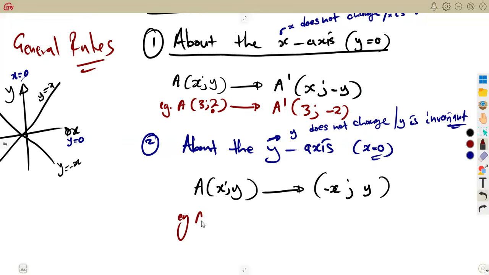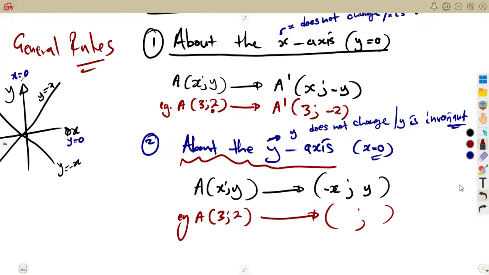For example, you're given the point A, which is (3, 2). What is going to be the image of this point about the y-axis? Y is not affected this time, so y is going to remain as it is, a 2. It is x which is going to change to a minus. So the x value will be multiplied by a minus, so it will be minus 3. So this will be the image of A, from the object to its image. You have to be very careful in that presentation. What is it that is affected?